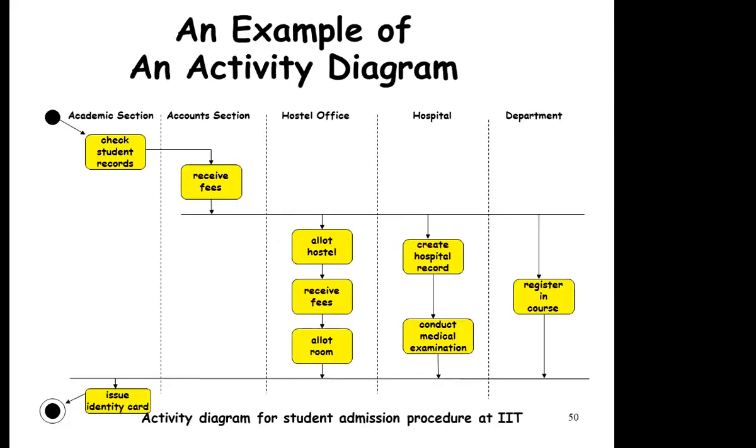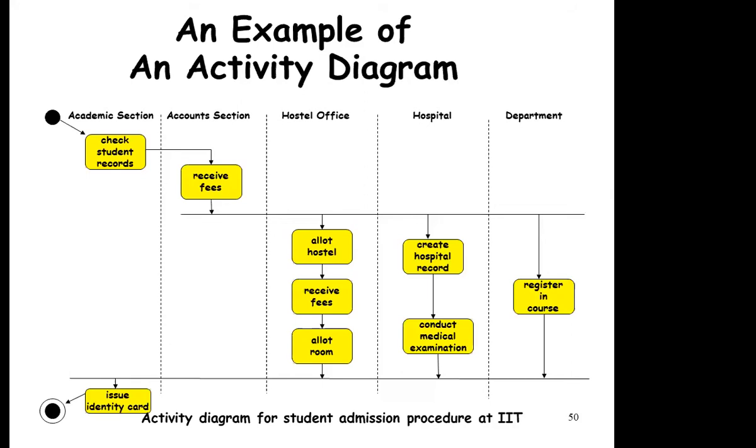Just see the example. So there is the academic section, account section, hostel fees. If any student has come and taken admission in any college or institute, he has to go through different activities. He has to first of all go to the academic section and perform activities there. Then the account section, where fees have to be deposited. Then the hostel section, where if he wants a hostel, if he is an outsider, then allot hostel, receive fees in the hostel, then allotment of room.